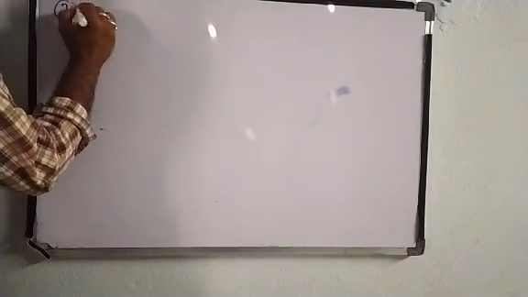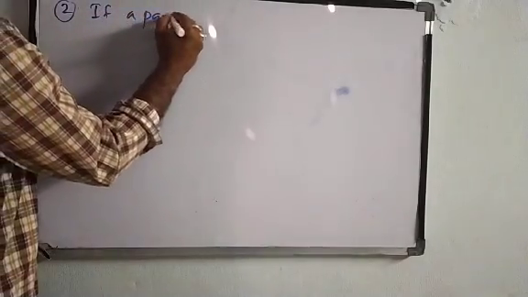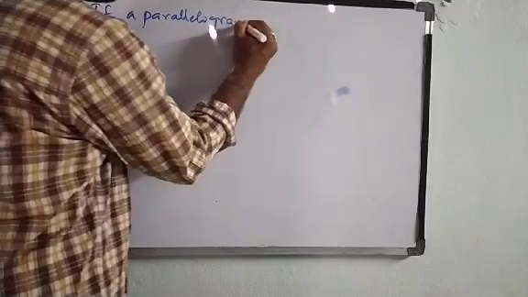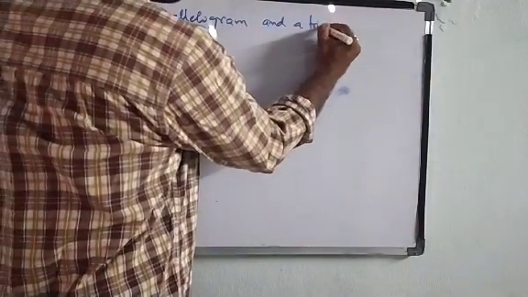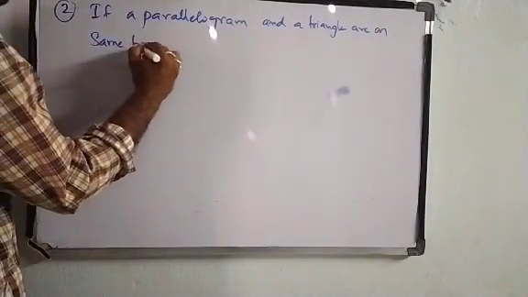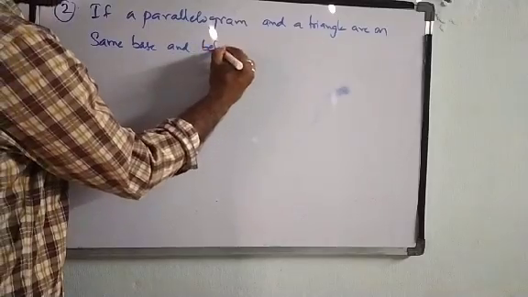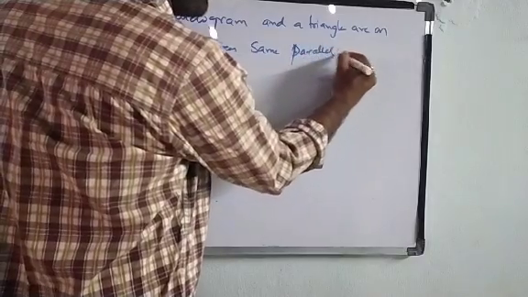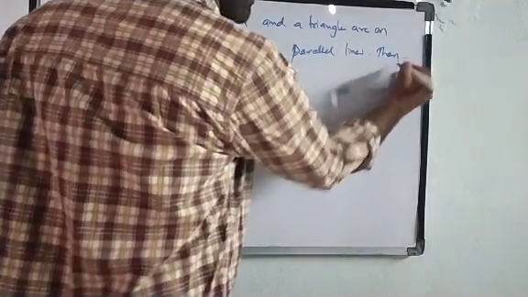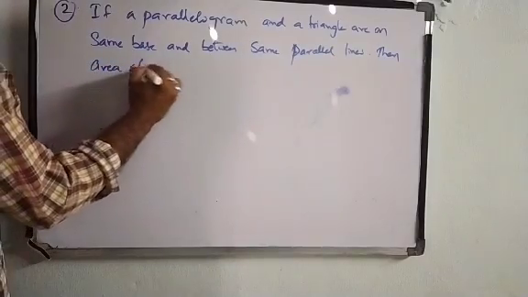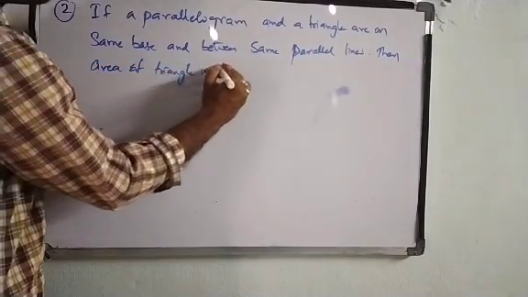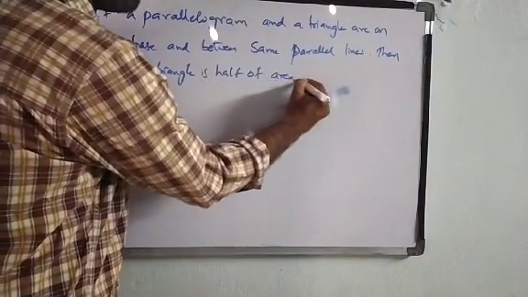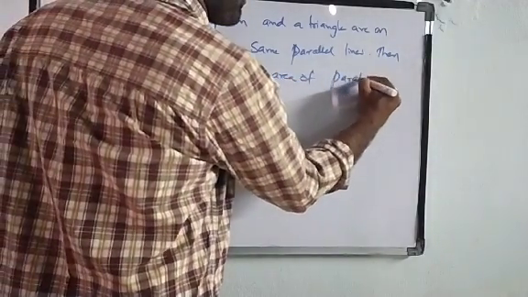Okay, there is another theorem statement: if a parallelogram and a triangle are on the same base and between the same parallel lines, then the area of the triangle is half of the area of the parallelogram.